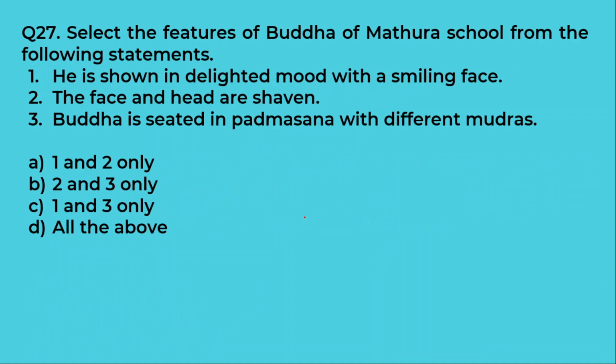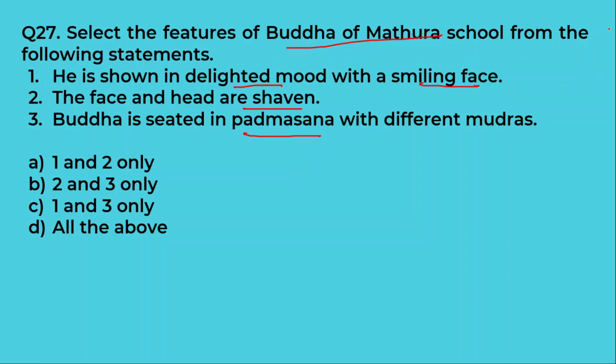Now, select the features of Buddha of Mathura school from the following statements. He is shown in delighted mood with a smiling face. The face and head are shaven. Like in Gandhara school, he had wavy hair, but here the statement says the face and head are shaven. Buddha is seated in Padmasana with different mudras. So 1 and 2 only, 2 and 3 only, 1 and 3 only, or all the above. Pause the video, solve the question, take your time. I'm telling you the correct answer.